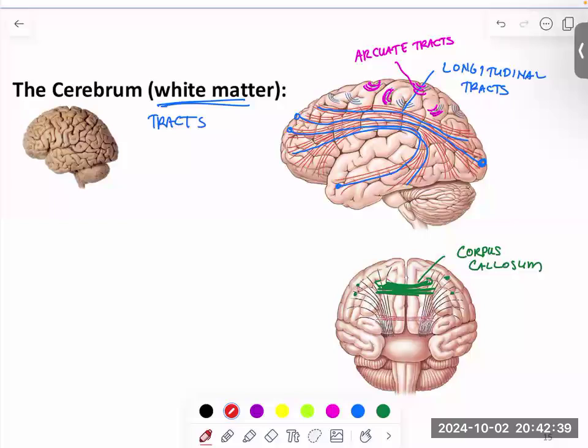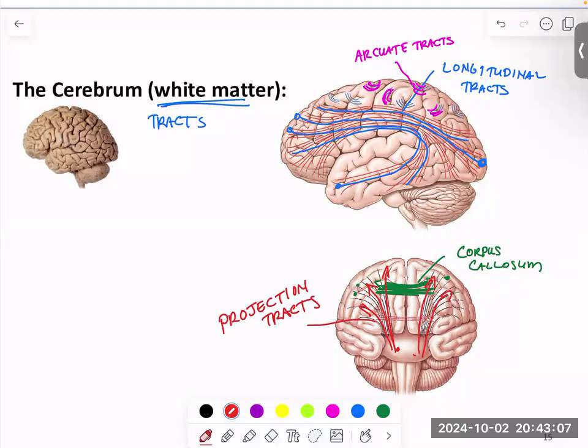When the signals get to the thalamus and then they move up, these are called your projection tracks, your projection fibers. These are all pathways that signals take to get to different regions of the cerebrum.